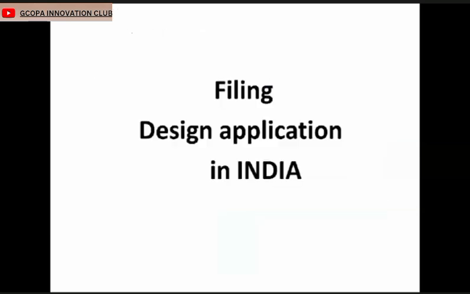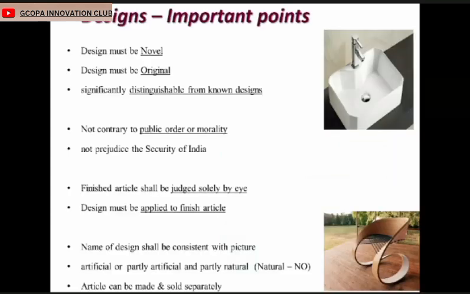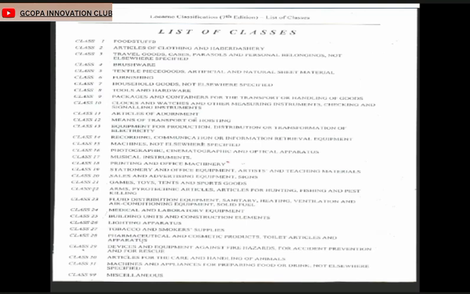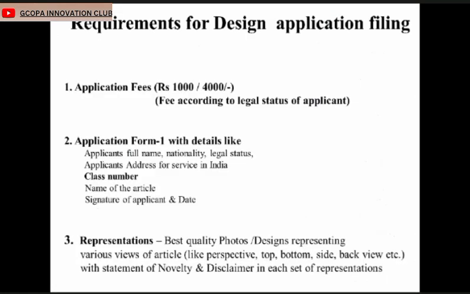For design filing, you need to remember that your work should be original enough, distinguishable. It should not be contrary to public order, morality, or security of India. There are 32 classes laid down by the design office based on the nature and function of your article. You may choose a particular class wherein you feel the protection is to be availed. Now, form number one is to be filled, giving basic detail of the applicant, article, class number, etc. And various views of the product image are to be submitted so that you can justify the unique design.